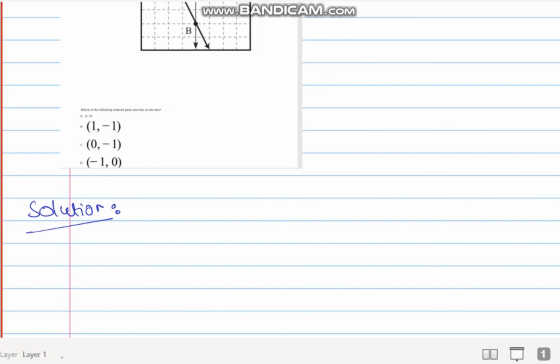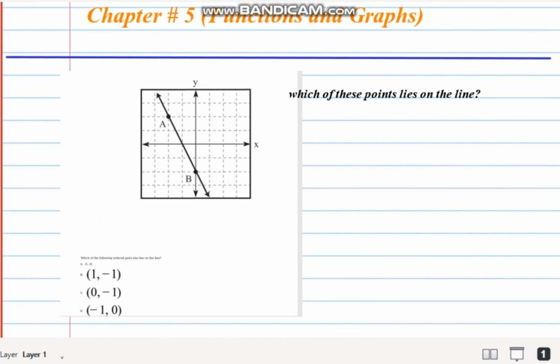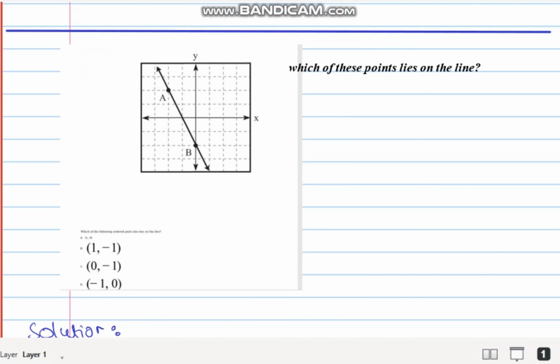Now we are solving questions related to chapter number 5, functions and graphs. All these questions will be related to functions and graphs. So the first question is this one. In mathematics, I will suggest one thing: always read the question before solving. Always understand the question. Understanding the question is very important, and read it very carefully, because it is important for giving the correct solution.